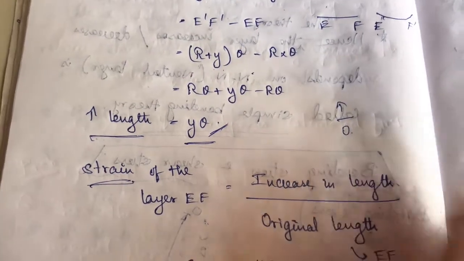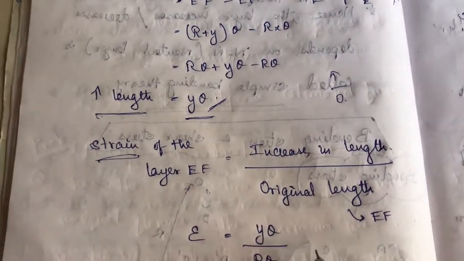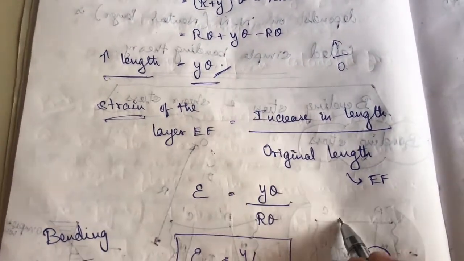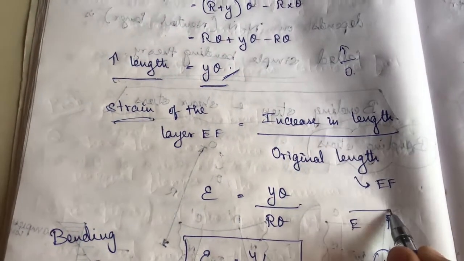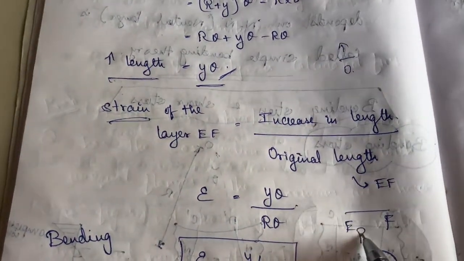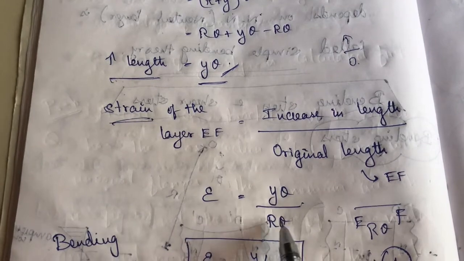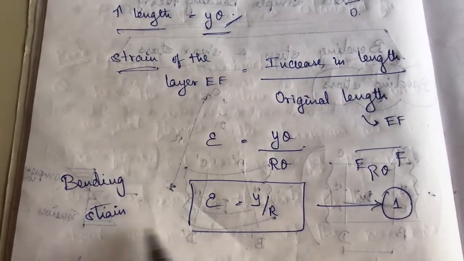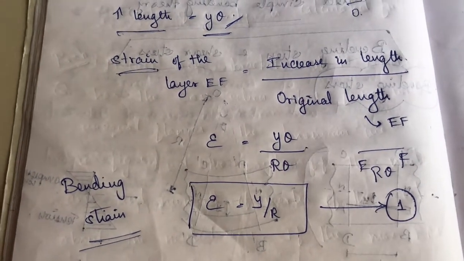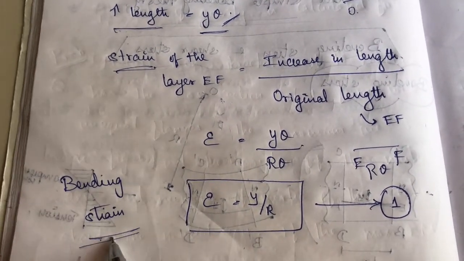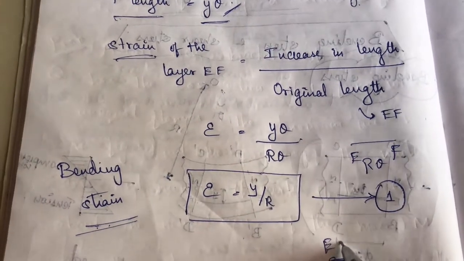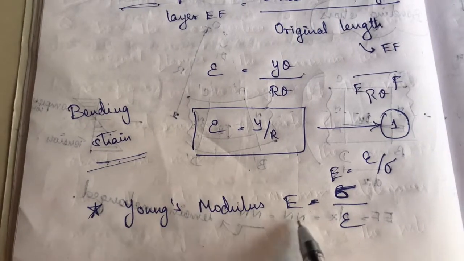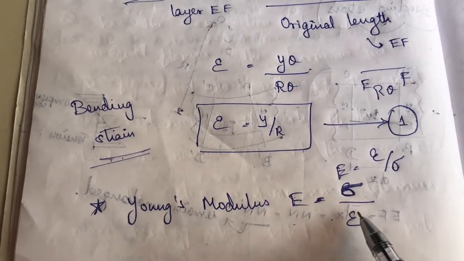Strain is the increase in length by the original length, right? So we know that the increase in length is y theta. The original length is nothing but the EF layer, which is R theta, right? So y theta by R theta, which is equal to the strain, will be equal to y by R. So this is the bending strain. Then for stress, Young's modulus E will be equal to stress by strain.